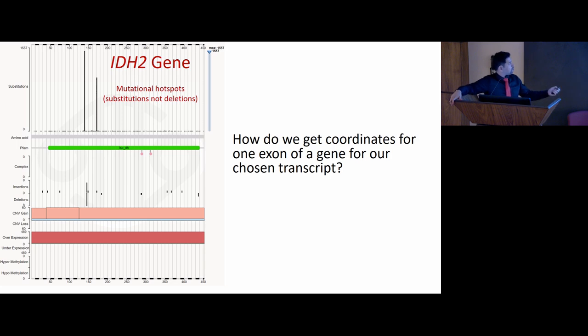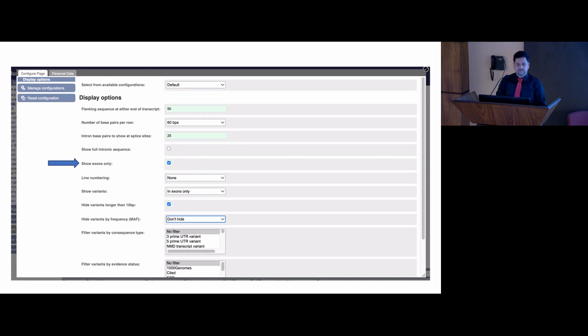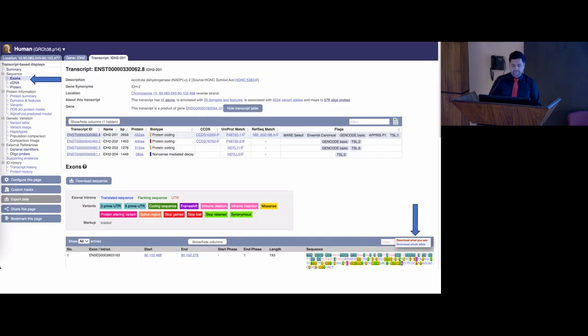But how do I decide this is exon 4? Again, go to Ensembl. Go to Configure Options. Say Show Exons Only. Don't hide variants by frequency. Show exons only, and note the intron bases and so on. And then you come here. Now this page is going to show the entire exonic sequence. This number 1 here resembles the first exon.